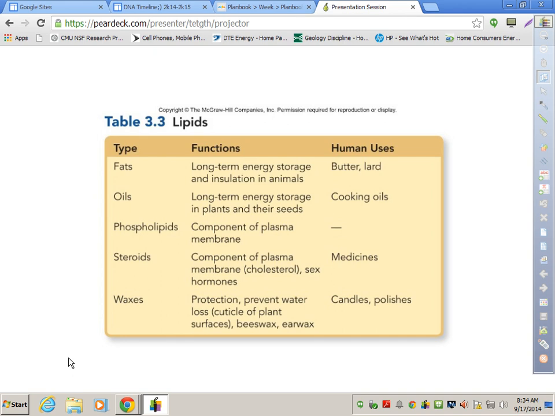Waxes are for protection and prevent water loss. The cuticle of plant surfaces, beeswax and earwax. We do have wax, okay? Our ears, various areas that we're trying to waterproof, we do have waxes. But often when I think of waxes, I'm thinking of plants and the coating on the leaves. Anybody ever grab a leaf and it feels like Tupperware a little bit? That's wax.